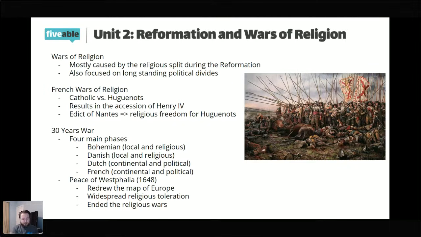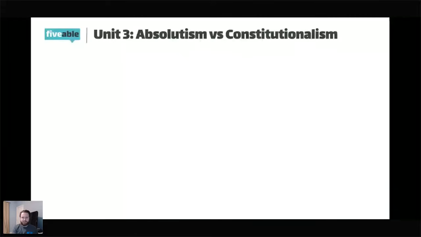All right, so I can already tell we have about 15 minutes until my hour is up. So I'm going to try to move quick here, get through as much as we can. But we are on to unit number 3, Absolutism versus Constitutionalism.